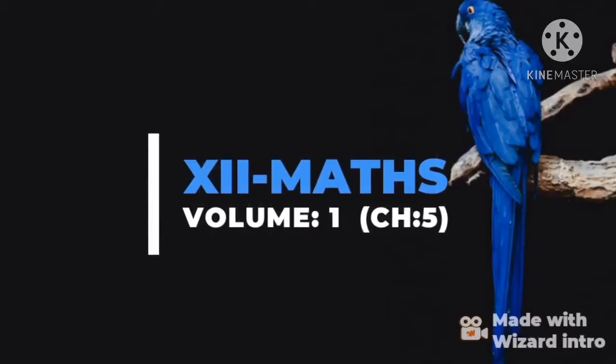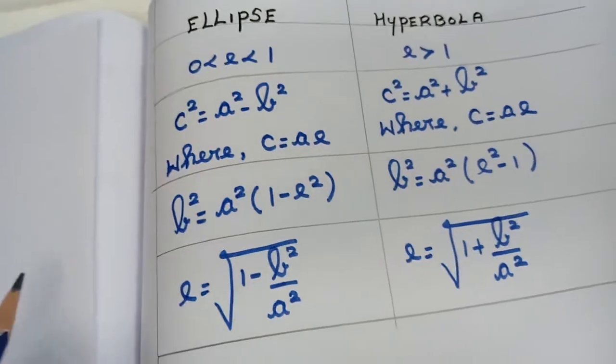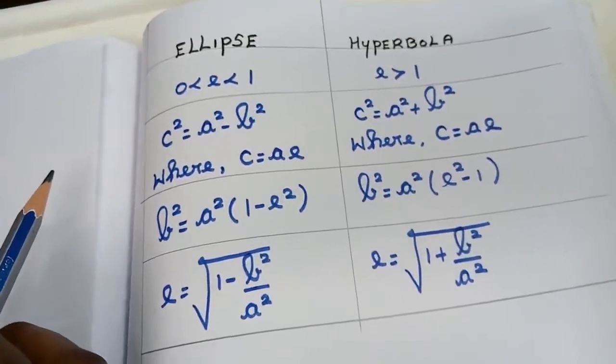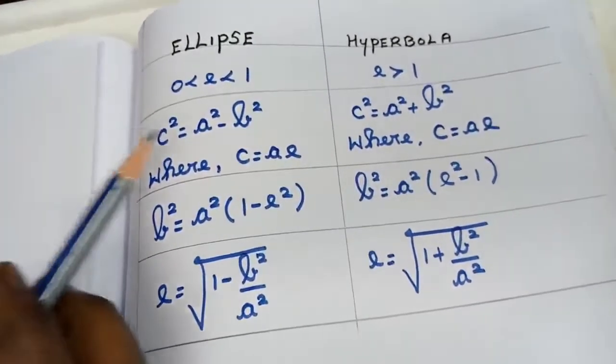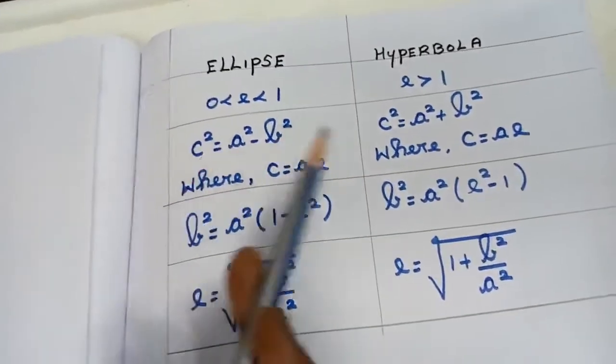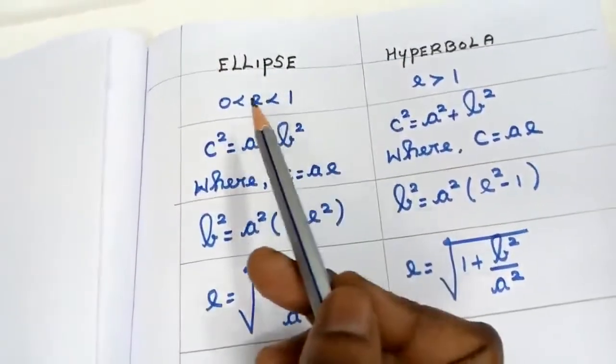In today's class, we are going to discuss chapter 5 and do a few sums based on the concepts. Students, in this class, we are going to see about ellipse and hyperbola, and based on the concept and formula, we are going to do the sums. So, in ellipse and hyperbola, we have a few similarities. What is here is eccentricity.